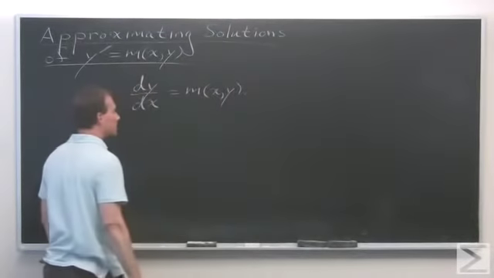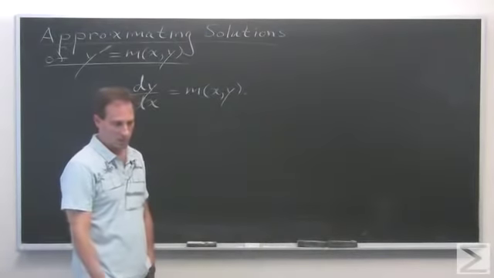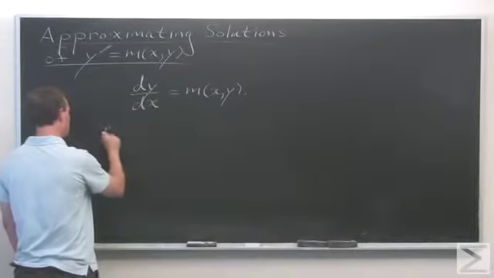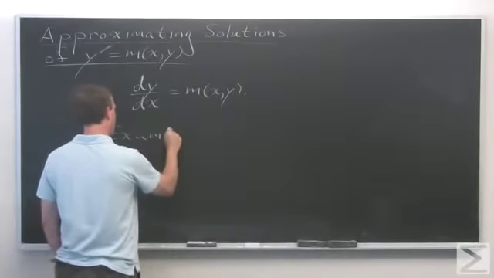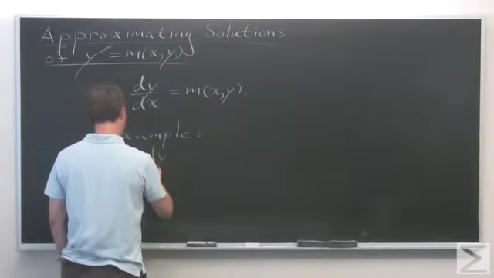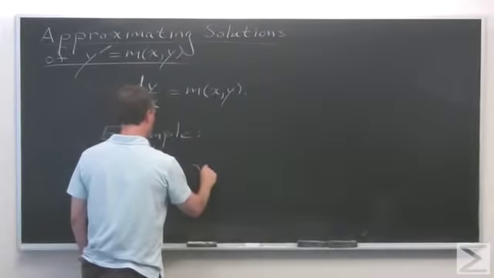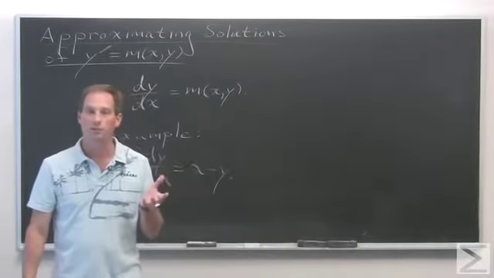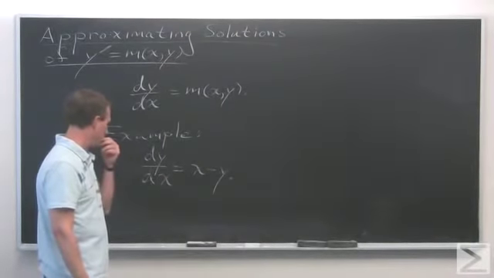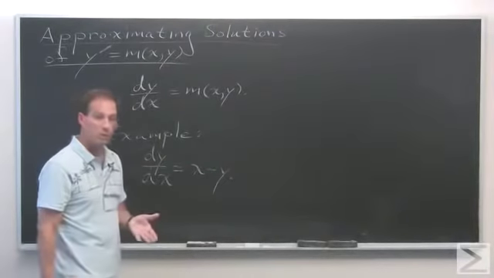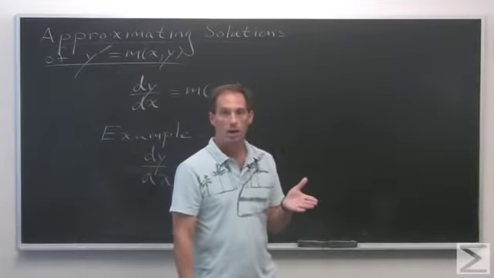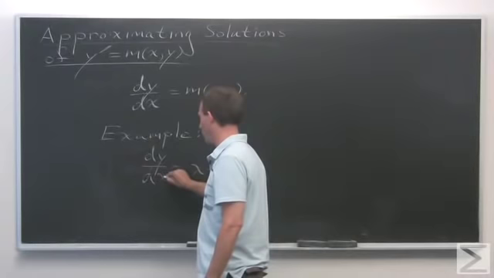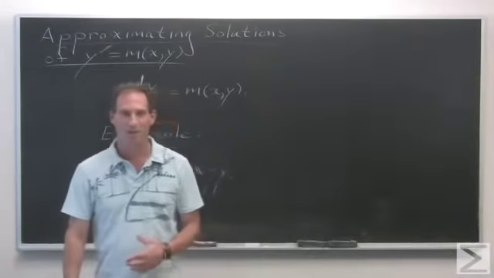So it'll be easiest if I start with a particular example, and I want one that's fairly easy to do by hand. So let's look at, for example, dy/dx equals x minus y. So this is a fairly simple looking differential equation. If this were x divided by y or x times y, this equation would be separable and we would know how to solve it explicitly. This equation is not separable, and you're not supposed to know how to solve it explicitly.